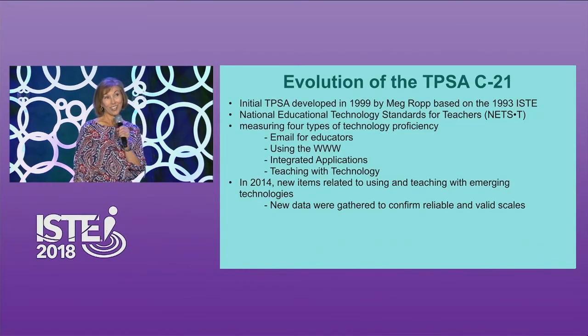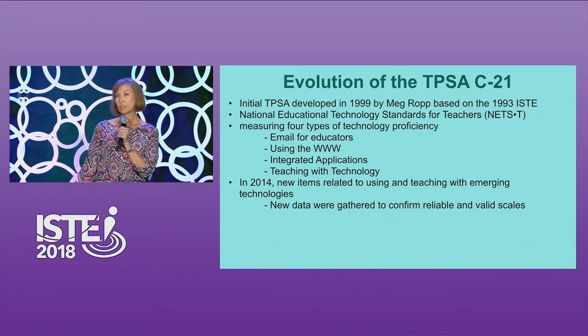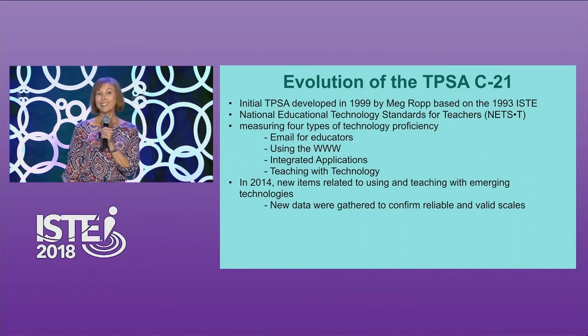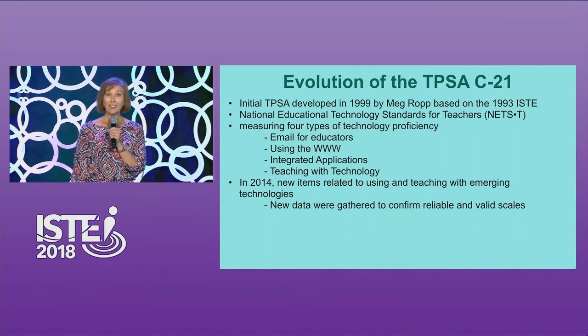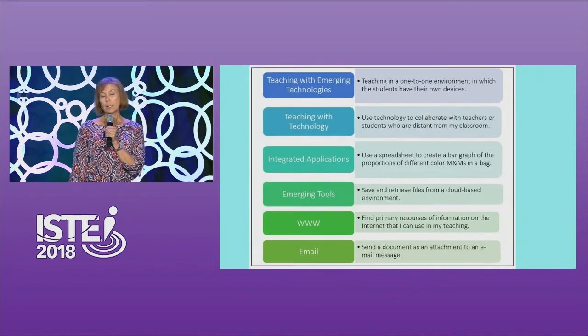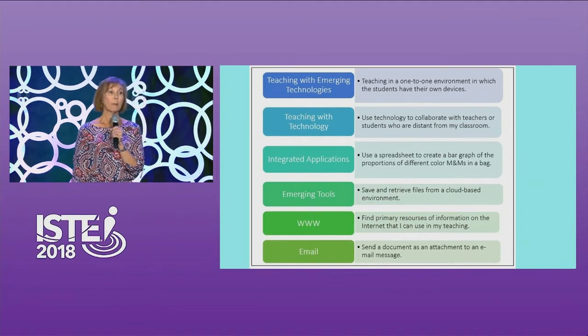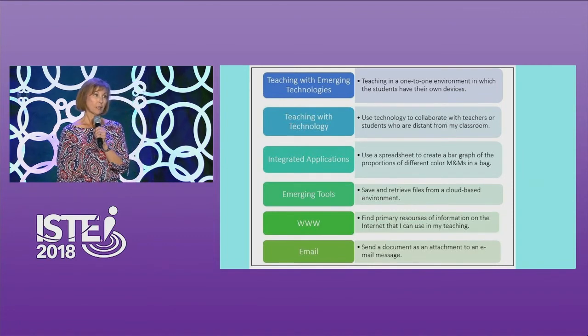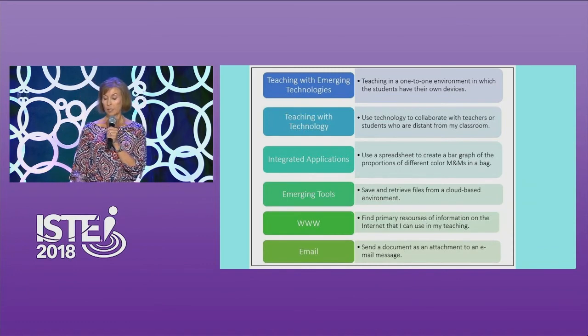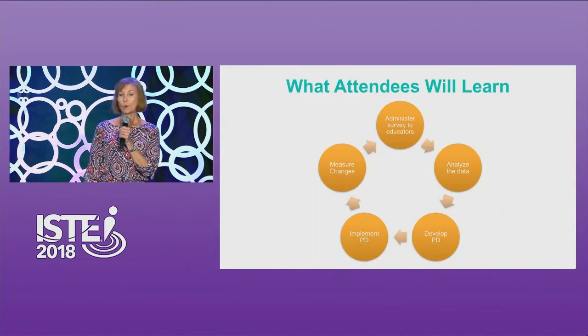So the evolution, it started early at ISTE. The TPSA was originally developed based on the ISTE standards in 1993. We have since then updated it a lot, and we've recently added more about emerging technologies and how you teach with them, not just use them, but teach with them. And the new scales are teaching with emerging technologies and then emerging tools. And so if you look at teaching with emerging technologies and teaching with technology, the top two scales, they're more about pedagogy than tools. And so we think that is a very important piece of learning to teach with technology in the classroom.